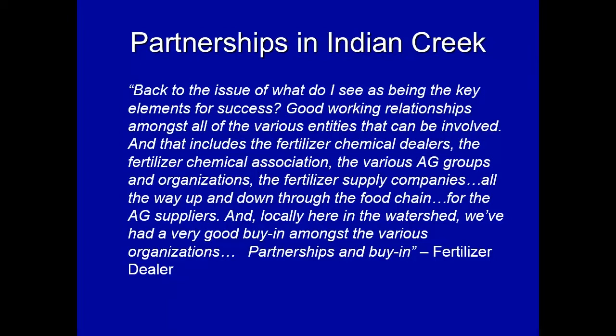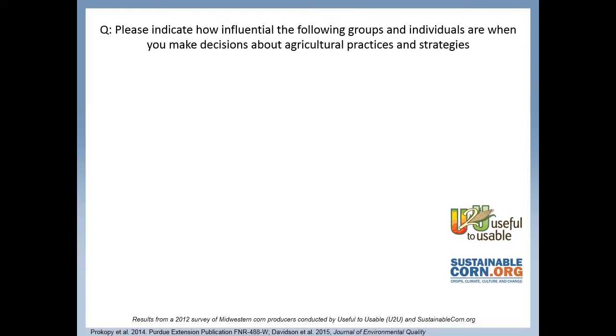So before we did this work in Indian Creek, I'd been preaching about the importance of retailers for a while, based on this chart, which is from a survey that we did, part of the Useful to Usable project and Sustainable Corn, which is the corn CAP run out of Iowa State here. So Jay Arbuckle and I were the two leads on this survey. One of the questions on our survey, which went to 19,000 farmers across the Corn Belt, we had close to 5,000 respondents, and we showed there was no non-response bias according to Ag Census data.